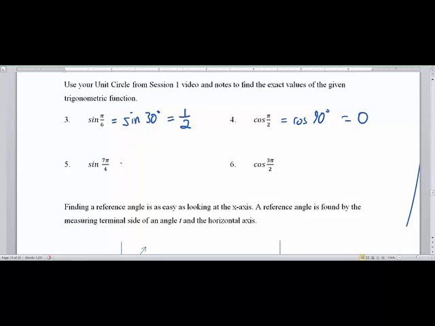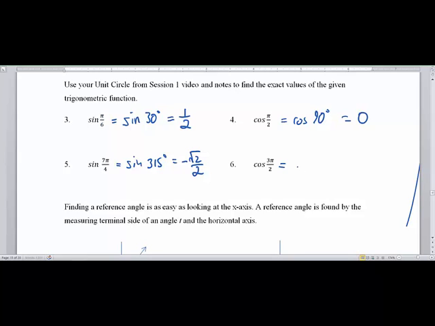The sine of 7 pi over 6 is also on your unit circle, and that's the same thing as the sine of 315 degrees. And that value, since it's in the 4th quadrant, is negative square root of 2 over 2, because that's my y value at that location.